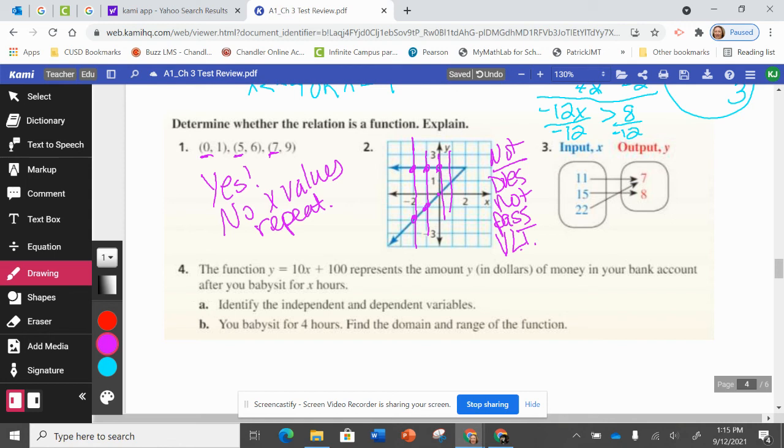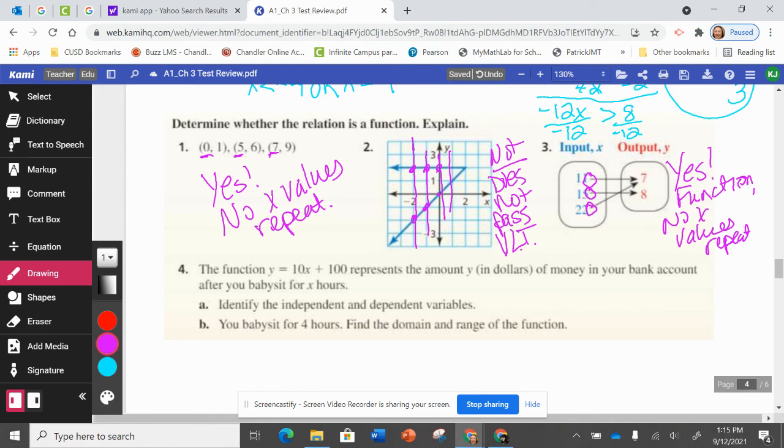For number 3, we're looking again just at the inputs, and as long as there's only one line coming from each of those values, then yes, it is a function. No x values repeat. All right, number 4.